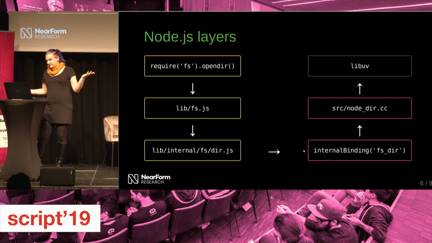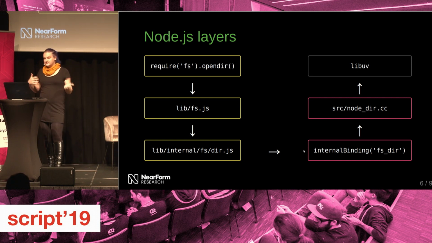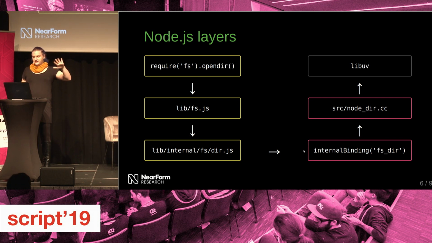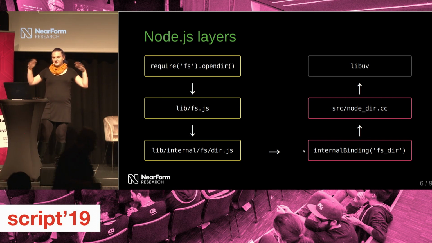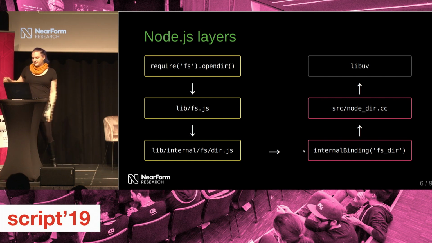The implementation for that is in a file called src/node_dir.cc, so a C++ file. And that interacts with libuv. And for the purposes of this talk, this is a black box. This is just a C library that interfaces with the operating system in some way that we're not going to care about.